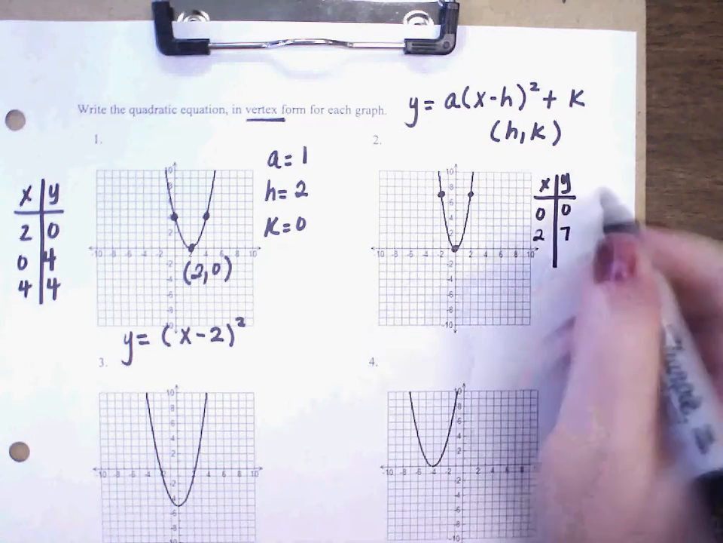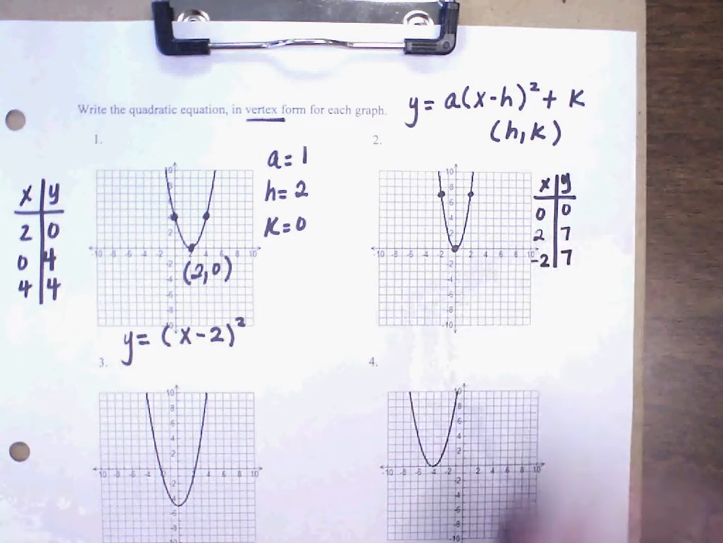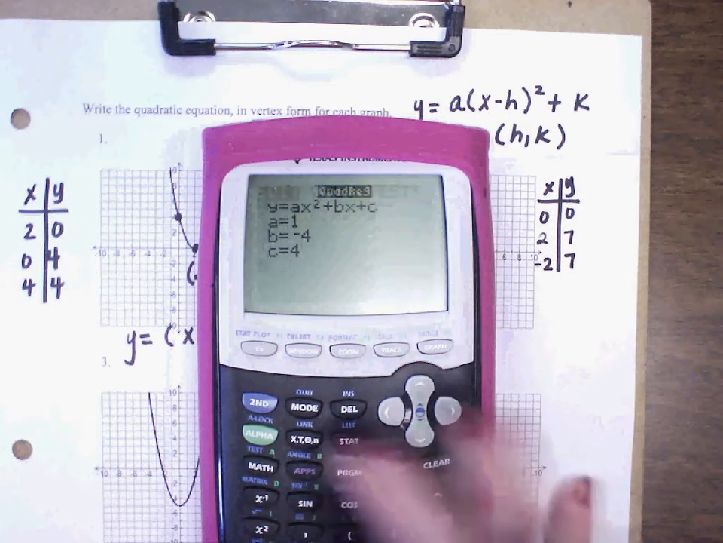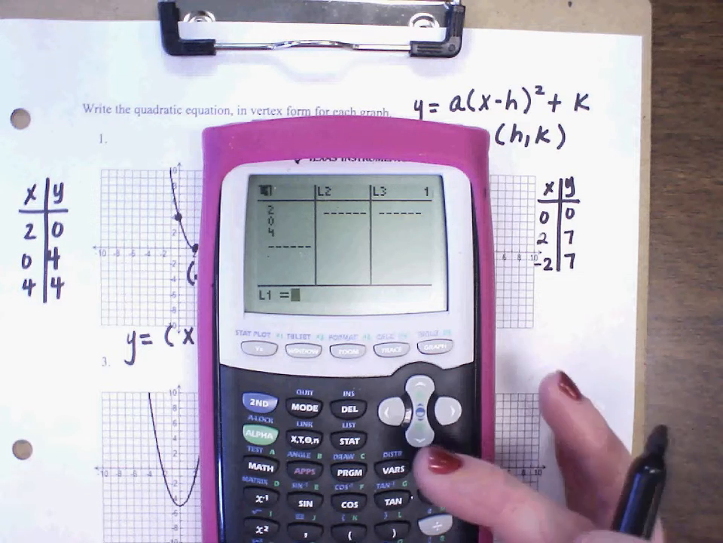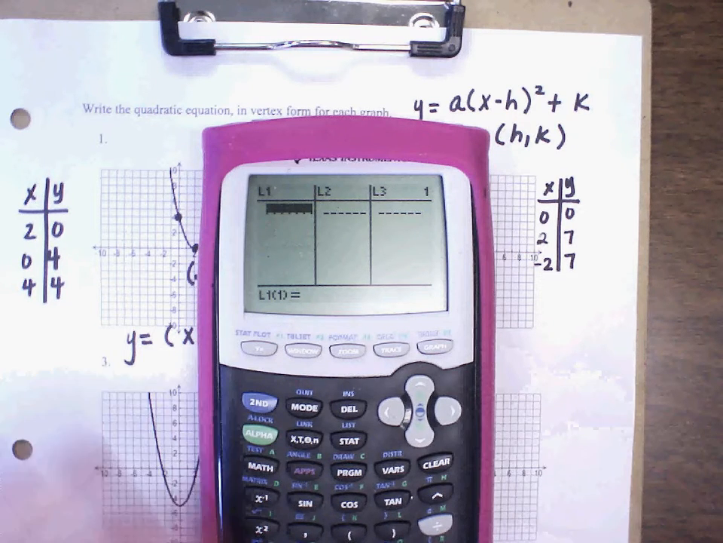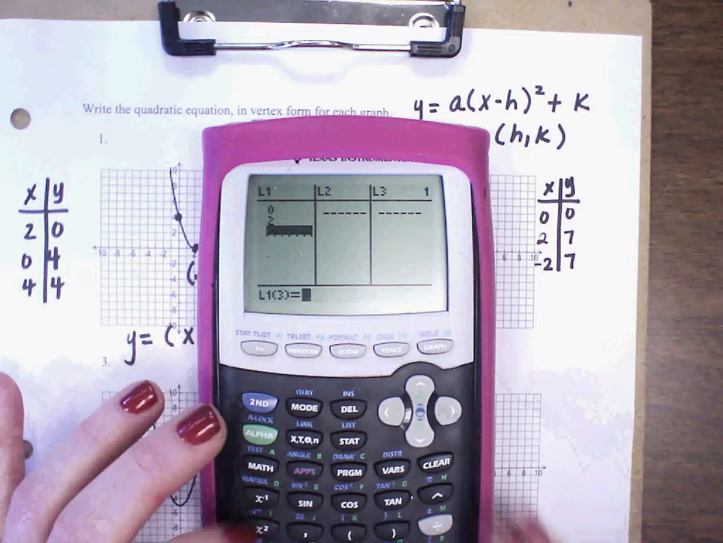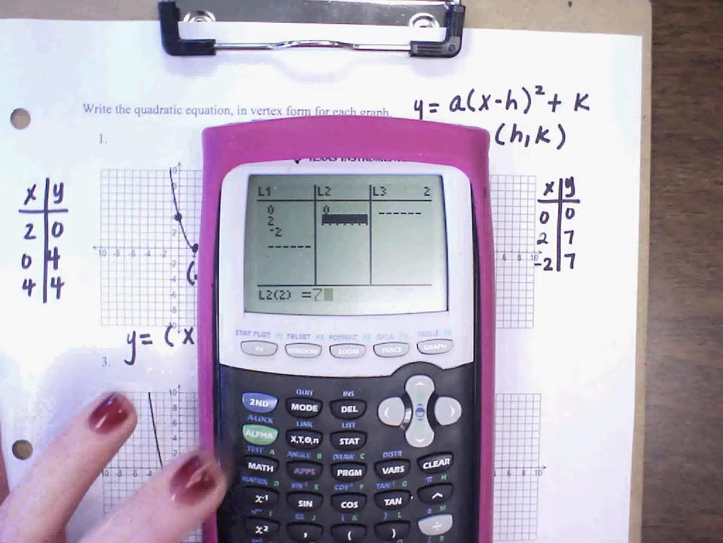What's my vertex? 0, 0. Let's get 2 more points that I can read. You need to make sure that they're points that you can read. I'm going to pick 2, 7 and negative 2, 7. And then I'm going to come over here and do my linear regression.